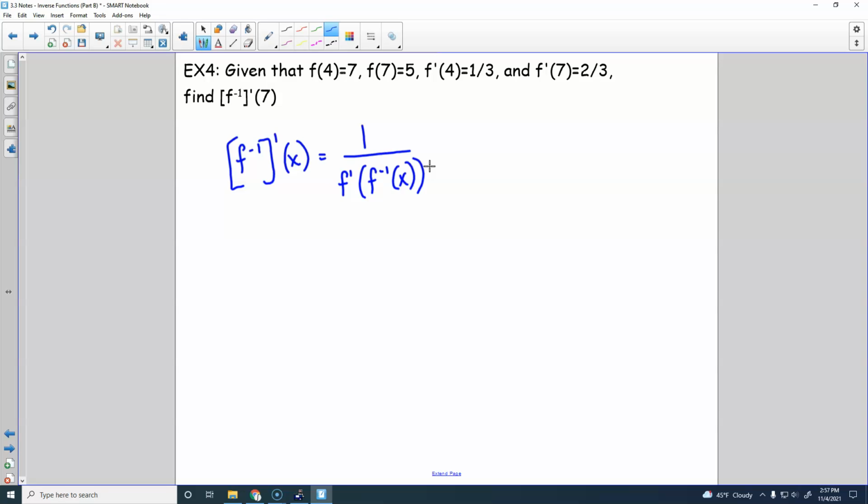So I'm trying to find F inverse prime of 7. So my X here, I'm just going to erase this X right here and put a 7, which means I'm also over here going to erase this X and put a 7.